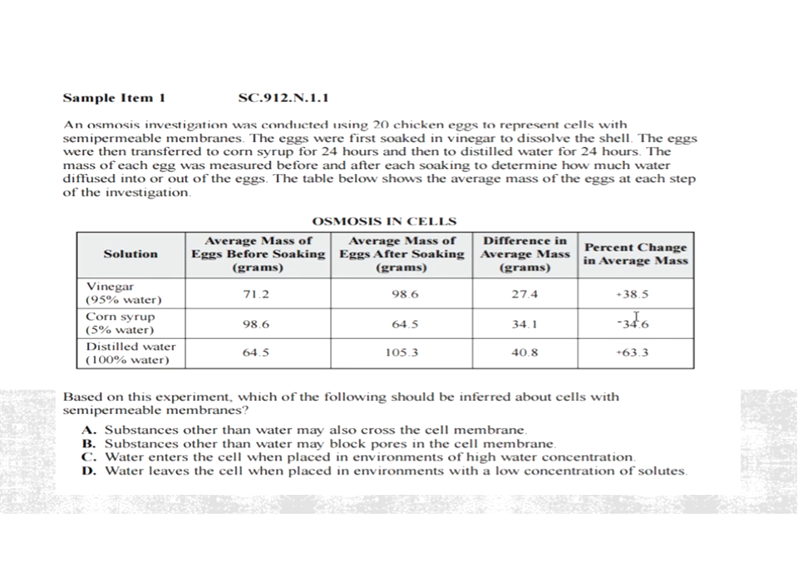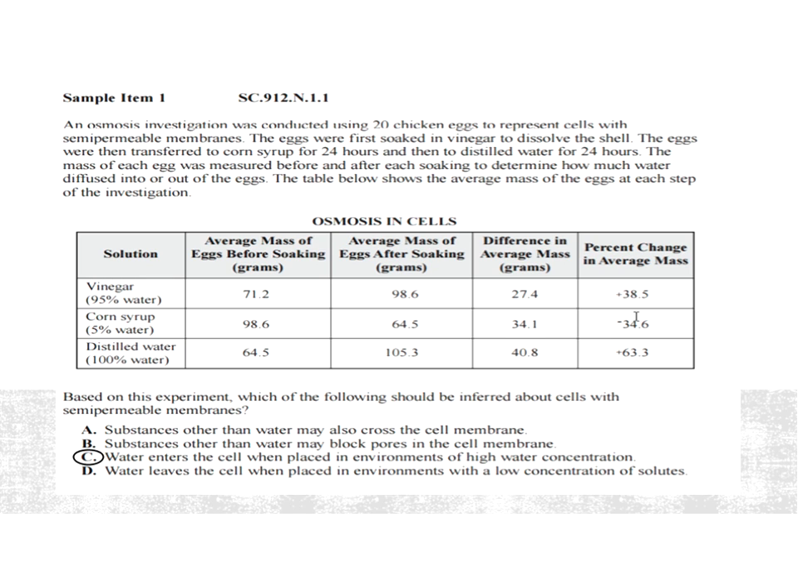C is the correct answer, and I'm going to just highlight that real quick here. C, water enters the cell when placed in environments of high water concentration. We can see this from the data because the vinegar solution, which was 95% water, and the distilled water solution, which is 100% water, showed huge increases in mass, showing us that water had moved into the cell. D is not correct because this says when they're placed in environments with low concentrations of solutes, the water leaves the cell.